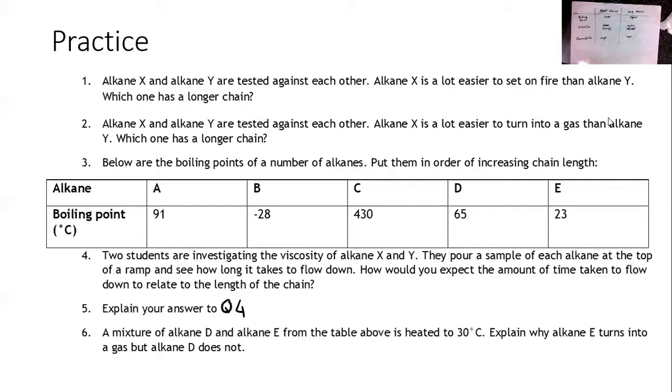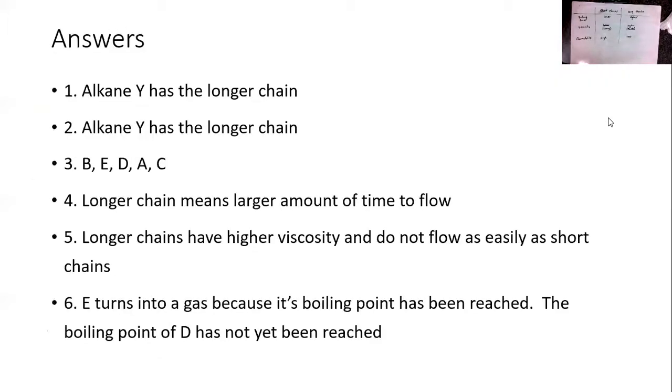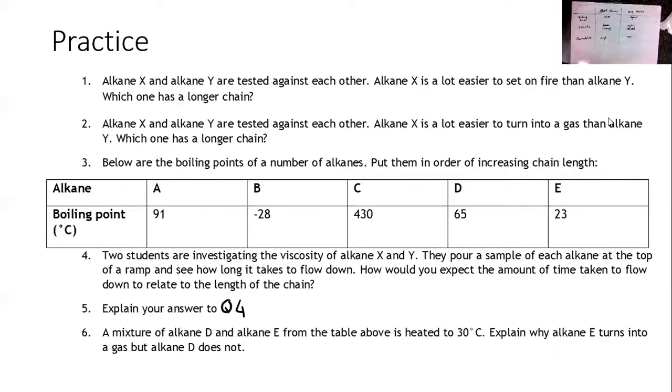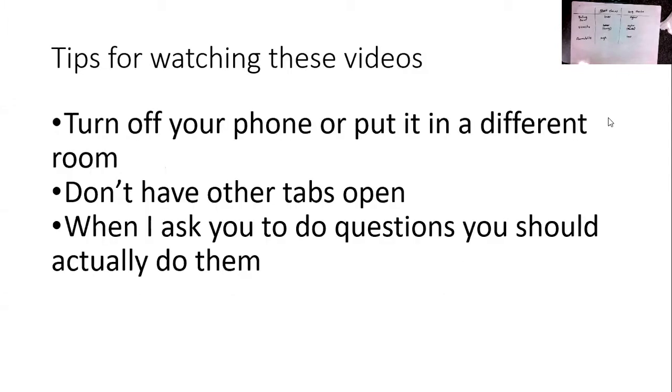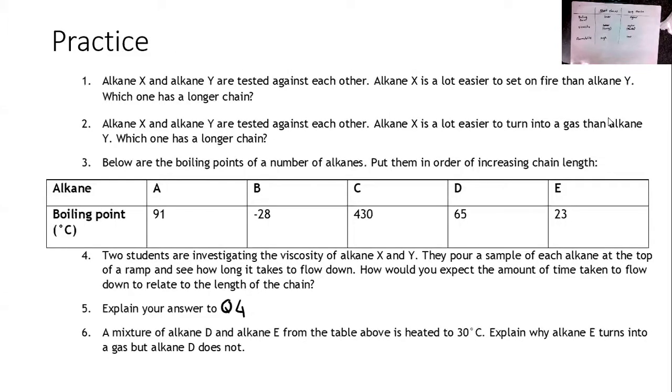Okay, I'm going to throw up the answers now. Okay, so the first question said alkane X and alkane Y are tested against each other. Alkane X is a lot easier to set on fire than alkane Y. Which one has a longer chain? All right, so the correct answer there is alkane Y has the longer chain. Okay, so if alkane Y was harder to set on fire, that must mean that it's got a long chain because long chains have lower flammability.